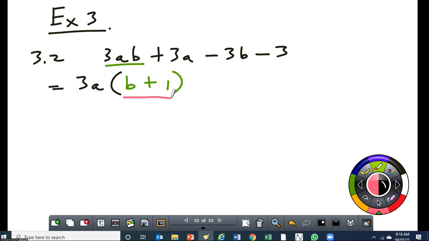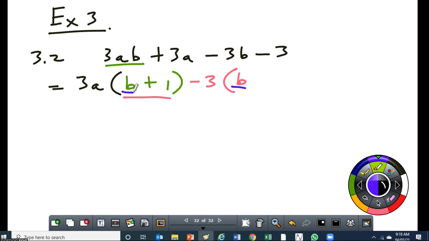So here now, we have got a negative 3b and a negative 3. What's the common factor? It will be minus 3. So this will be minus 3. Then you open your bracket. Now the first term of the binomial factor will be equal to minus 3b divided by minus 3. And if you do that, you are going to get a positive what? B. It's minus 3b divided by negative 3, and you get a b. This b here is equivalent to that b.